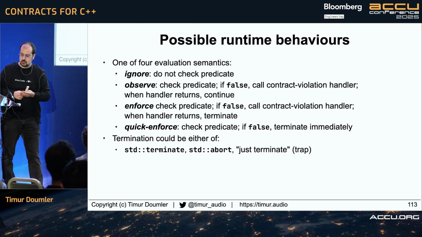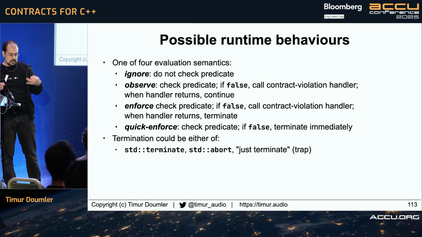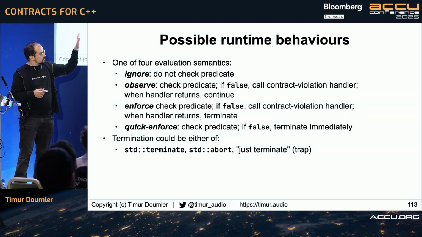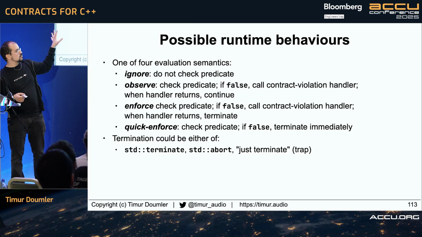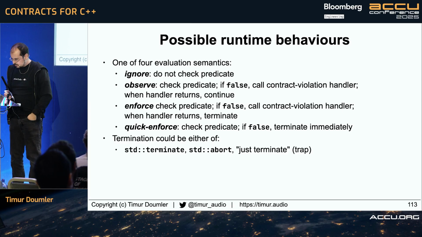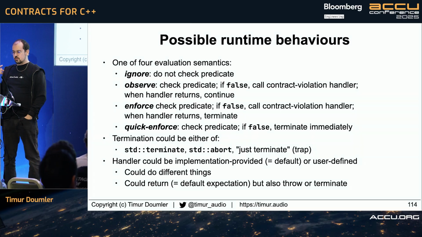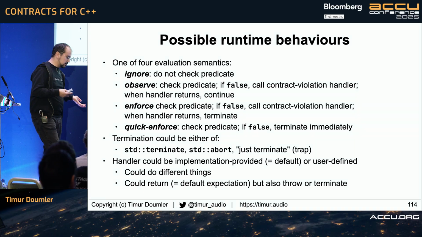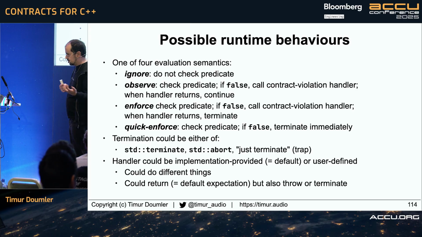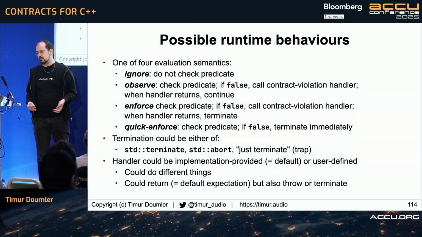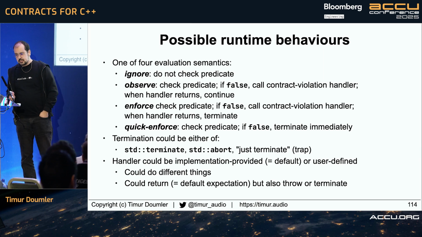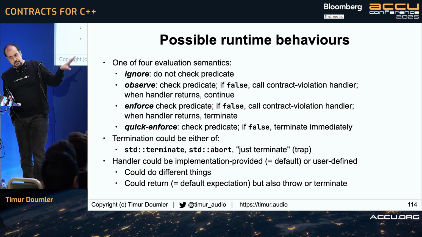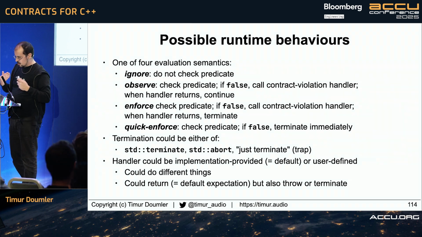So it could terminate, it could abort, it could just terminate, like a trap instruction. All of those have important use cases, so we don't want to say in the standard, always do just this one. And finally, you could have the default contract violation handler or a user-defined contract violation handler, and those handlers could do different things. They could return, which they should normally do, but they could also throw or terminate themselves or do something else, right?